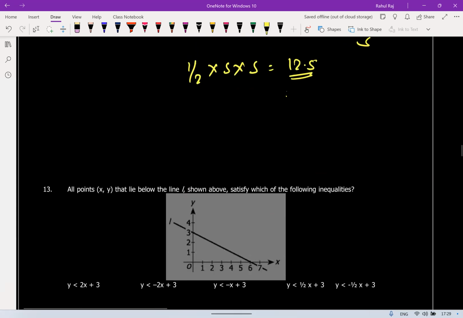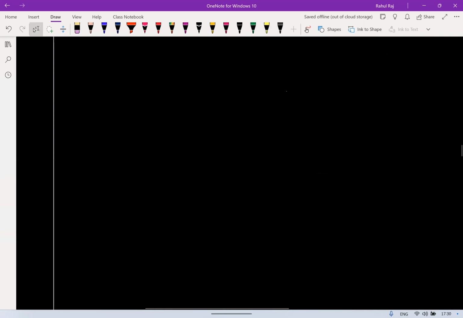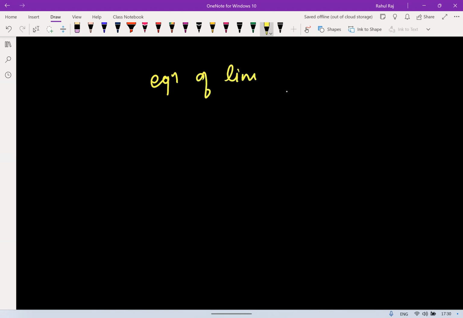So the next concept that comes in coordinate geometry is a very important one. It comes as the equation of a line. So what is the general equation of a line? It says y is equal to mx plus c, where c is a constant, m is called the slope of the line, and x and y are the variables in the equation.